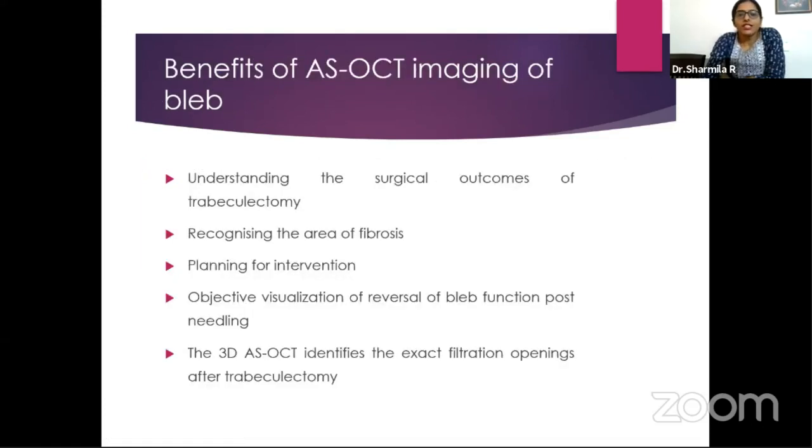So what are the benefits of doing an ASOCT imaging? One is to understand the surgical outcomes of trabeculectomy, and also to recognize the area of fibrosis at an earlier stage. It's very important to plan for the intervention, and also to have an objective visualization of reversal of bleb function after any intervention.